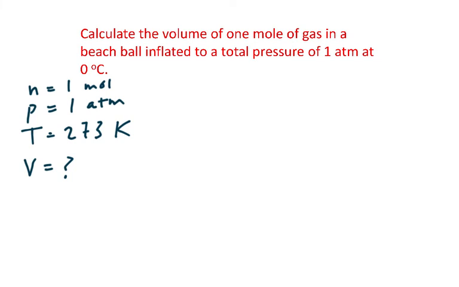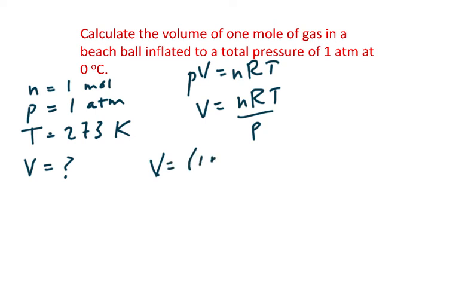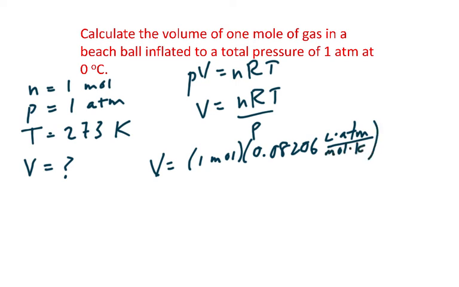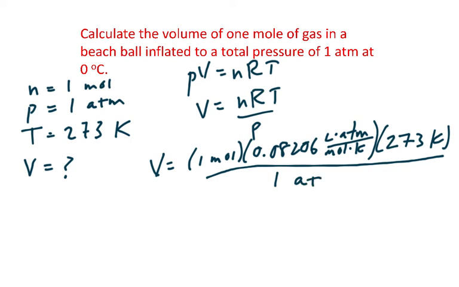Notice we're not changing something. It's not one of the other laws. This is just simply like a static picture of a gas. And so we will use the ideal gas law and solve for V. And we'll plug in what we know. 1 mole times 0.08206 liters times atmospheres per mole Kelvin times 273 Kelvin over 1 atmosphere.